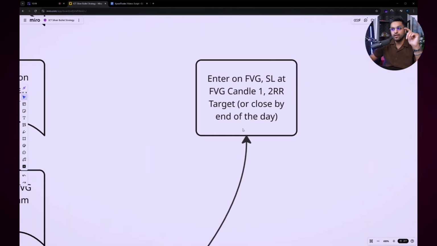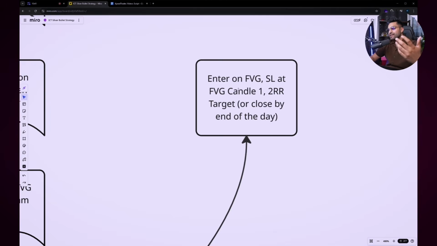If all are done, we need to enter on the fair value gap. I'm going to share with you some examples, of course. We need to enter on the fair value gap. We're going to put the stop loss at fair value gap candle 1, and we're going to be targeting 2 risk to reward from the trade, or we're going to close the trade by end of the day.